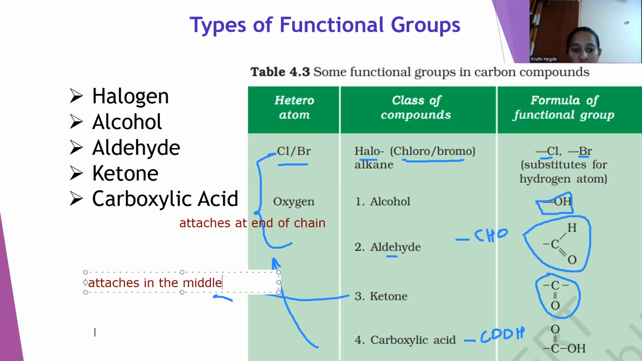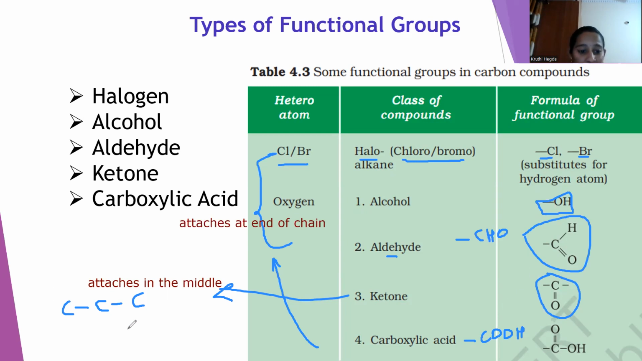For example, I'll show you. In case of ketone, let me show you. It's having C, okay? Here another carbon is there, okay? So if a ketone gets attached, it should have a minimum of 3 carbon atoms. Okay? It attaches to the middle carbon atom.